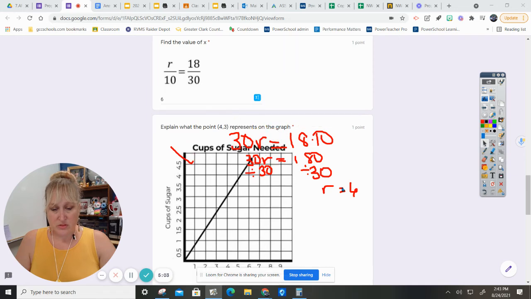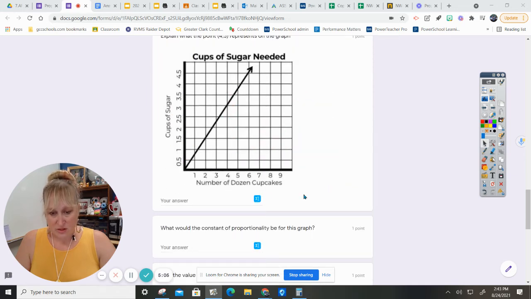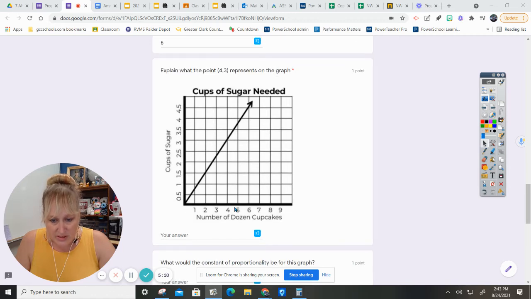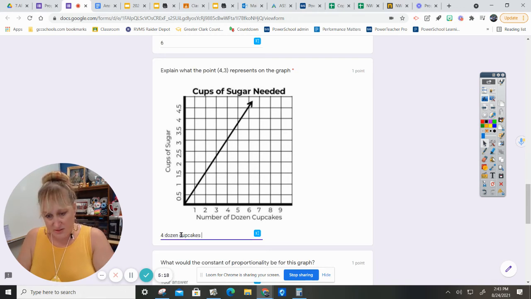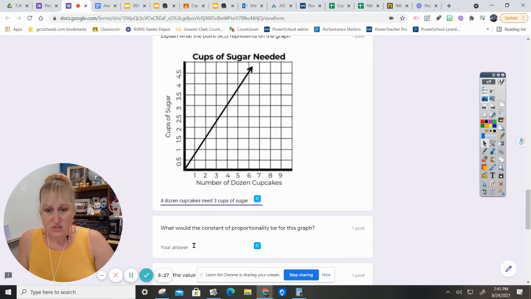Another question where I'm using this graph to try to find my answers. So what does the point 4, 3 mean? So 4 dozen cupcakes needs 3 cups of sugar. That's what I'm going to type. 4 dozen cupcakes need 3 cups of sugar. Now the next question is going to be, what is the constant of proportionality?